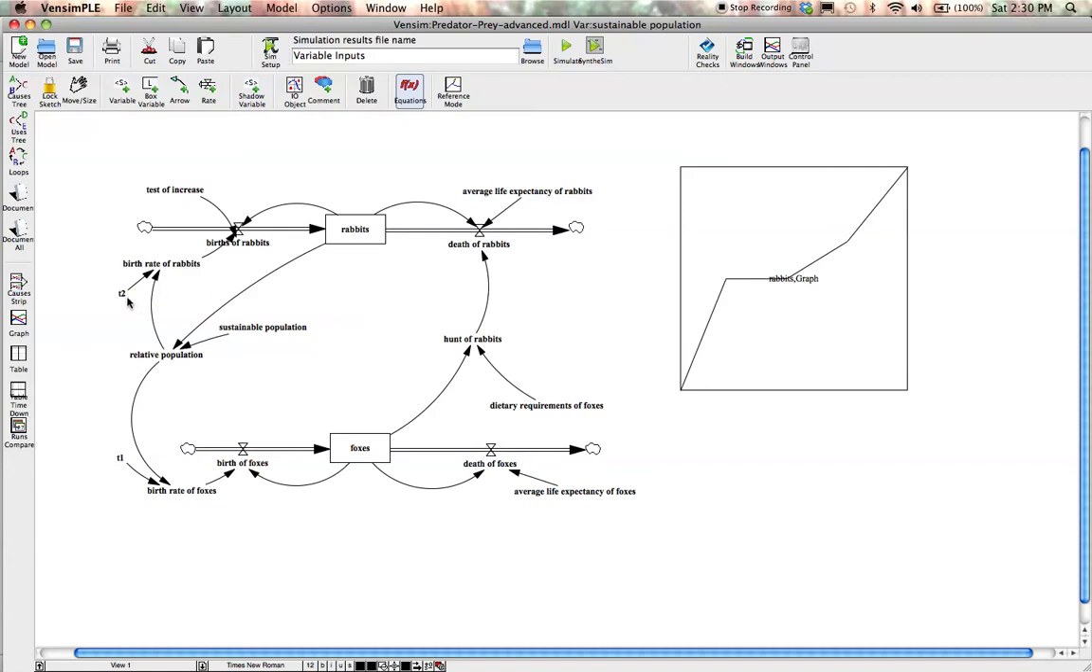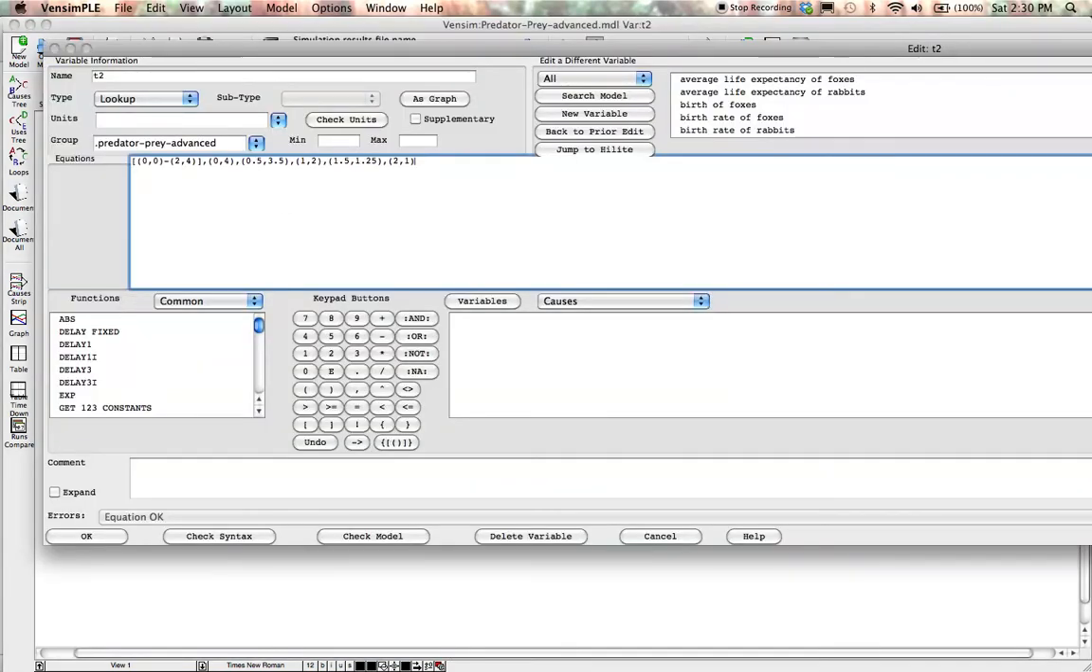Now let's take a look at that table. That table is T2, okay, and it's got a format, and you can actually look at the Vensim documentation for more details. But basically, the first couple of numbers in brackets indicate the range of the table. The range of the table goes from 0 to 2 for the independent variable, which in this case is the relative population. So we're looking at relative populations in the range of 0 to 2, okay?